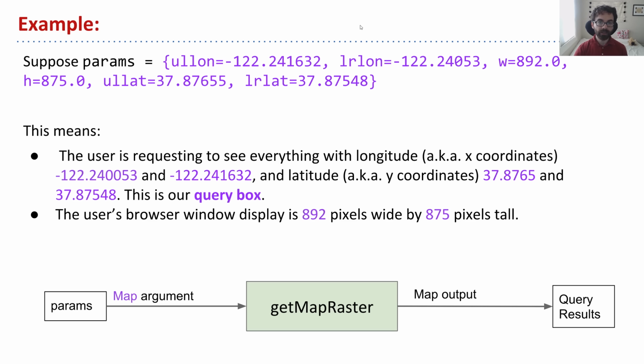So we have ULLon, and we have ULLat, LRLon, LRLat, W, and H. UL refers to upper left, and LR lower right.